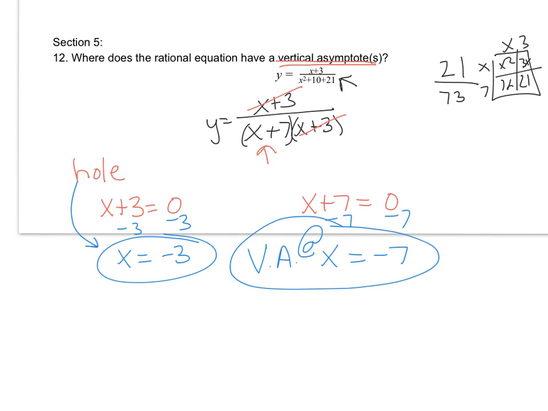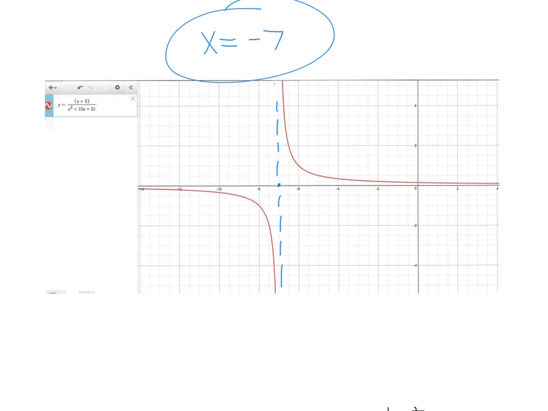And you can see that here on this graph. So if we look at our graph of the function we just found the asymptote for, you can see that this does have a vertical asymptote at x equal negative 7, because the graph is broken apart at x equal negative 7. So the Desmos graph verifies what we saw.